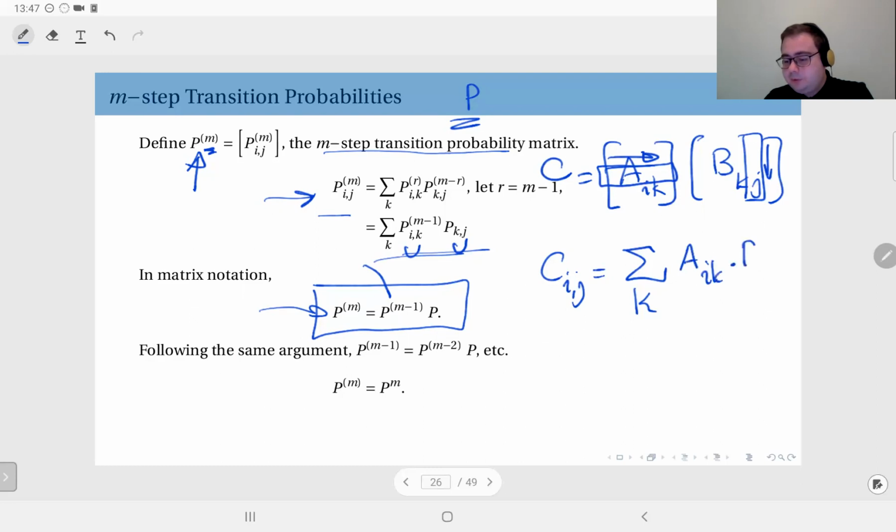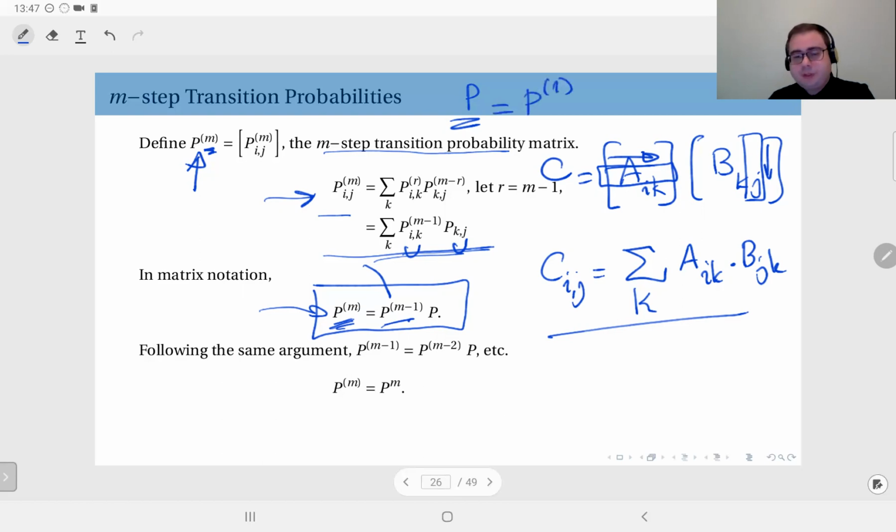a_ik times b_kj. So this is the elementary matrix multiplication. So here, when you have this, you can write this in matrix form. The m-step transition probability matrix equals the (m minus 1)-step transition probability matrix times P, the one-step transition probability matrix. You can even write this like P1.